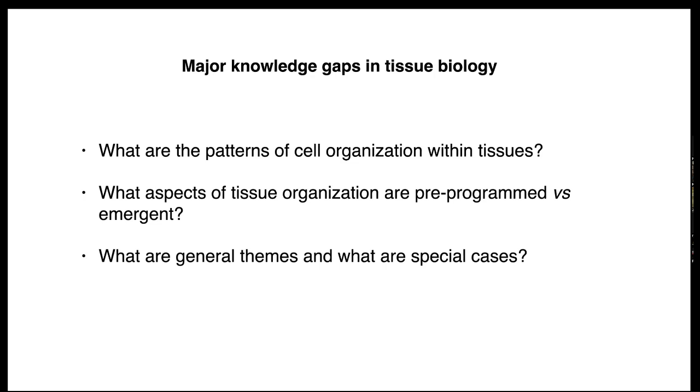What are the patterns of cell organization within tissues? What aspects are pre-programmed versus emergent? And what are general themes and what are special cases? That's again something I think biologists appreciate less than, let's say, physicists: distinguishing special cases from general cases. And that's what makes this whole area so interesting, challenging and fascinating to understand. I use tissue biology as an umbrella term for understanding the social organization of cells, thinking of cells as agents in a complex system.